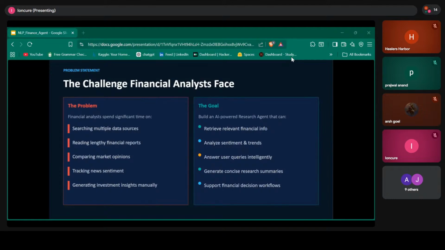So, let me be more specific about the problem I set out to solve. Financial analysts and researchers today spend a significant portion of their time doing things which are frankly automatable. They are manually searching across multiple data sources, reading through lengthy reports, looking for data points, comparing opinions from different analysts, tracking sentiment shifts in news, and then manually synthesizing all of that into investment insights. The process is slow, inconsistent, and doesn't scale. So the goal of this project was to build an AI agent that could do that heavy lifting automatically, retrieve the right information, analyze the sentiment, answer natural language queries, and generate concise research summaries so that analysts can focus on higher-order judgment and decision making rather than information gathering.